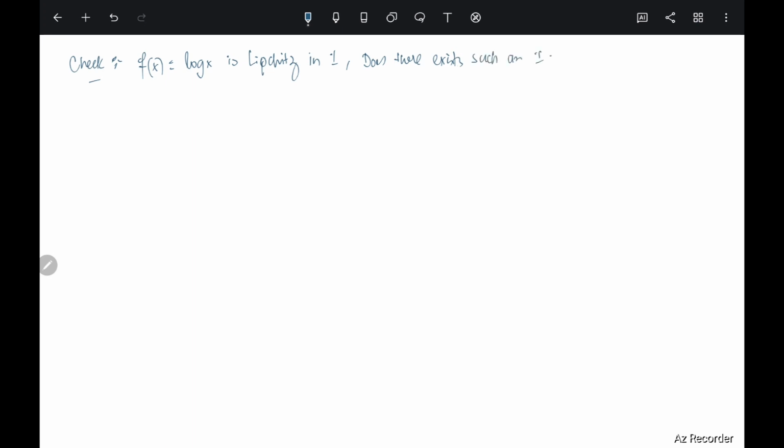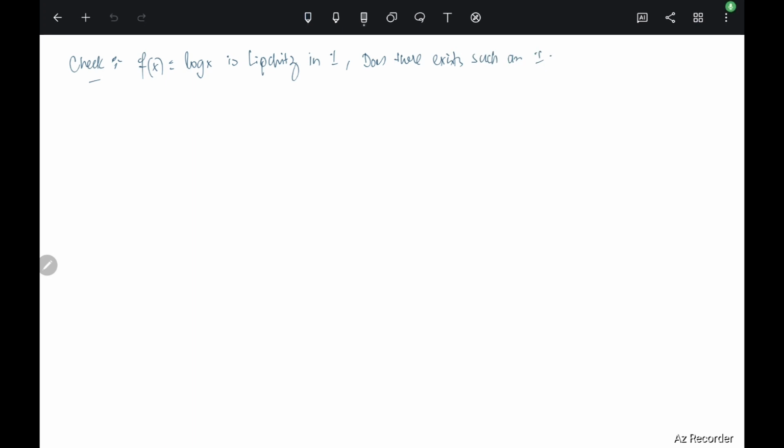Okay, so you have to check one problem now. Check f(x) equals x log x. Let's say, is it Lipschitz? So basically the question is this: can you find a domain I where it is Lipschitz in I? Does there exist such an I? Clear? So basically what I am trying to say is this: does there exist an interval I where f(x) equals x log x is Lipschitz?